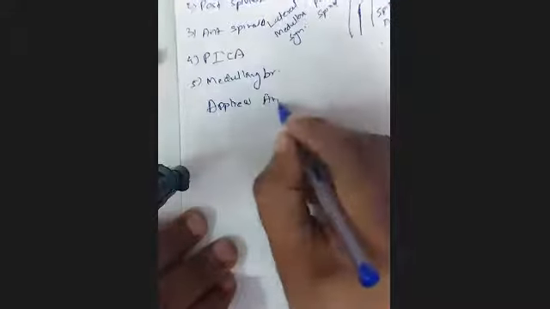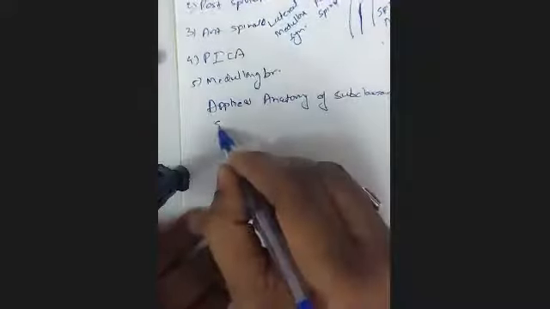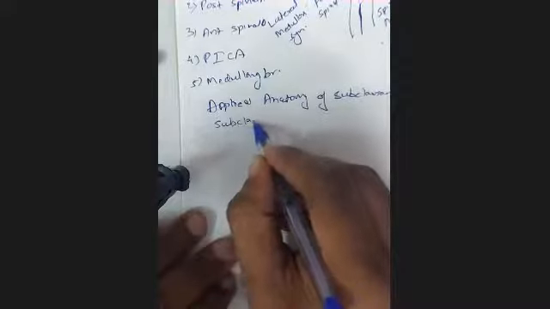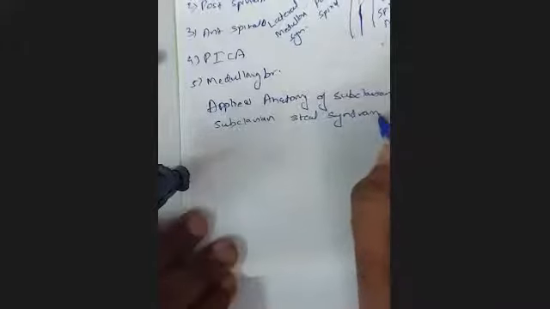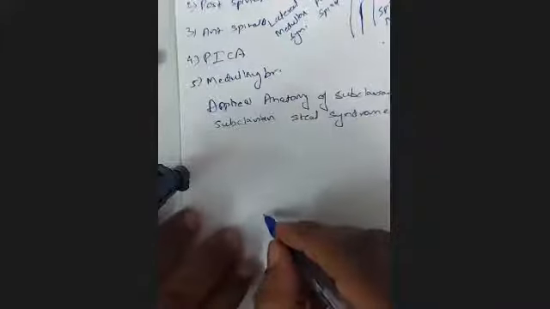Now coming to the applied anatomy. Applied anatomy of the subclavian artery. It is the vertebral artery, but I'm writing subclavian artery here also. That is called subclavian steal syndrome. What is subclavian steal syndrome?